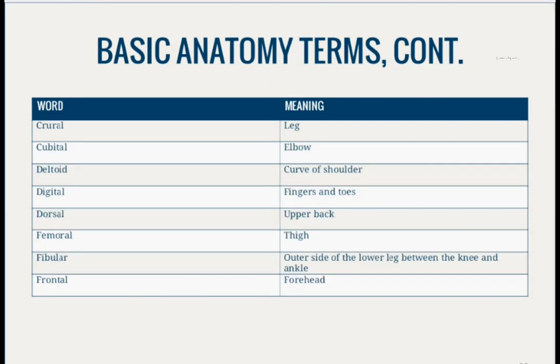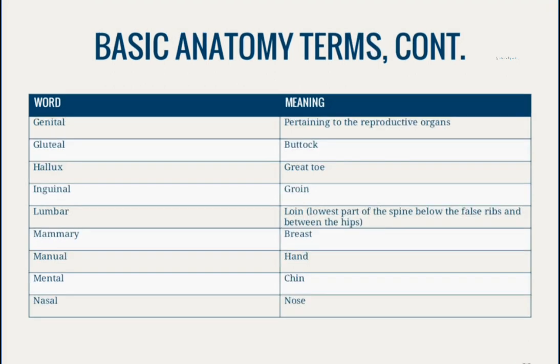Crural, leg. Cubital, elbow. Deltoid, curve of shoulder. Digital, fingers and toes. Dorsal, upper back. Femoral, thigh. Fibular, outer side of the lower leg between the knee and ankle. Frontal, forehead. Genital, pertaining to the reproductive organs. Gluteal, buttock. Hallux, great toe. Inguinal, groin. Lumbar, loin, lowest part of the spine below the false ribs and between the hips. Mammary, breast. Manual, hand. Mental, chin. Nasal, nose.